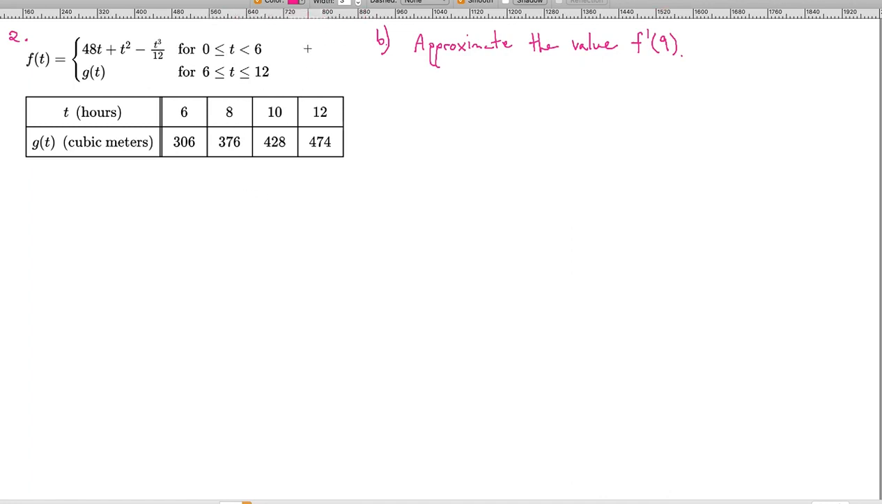So in order to do that, again, the slope of the secant line is the best approximate value of the slope of the tangent line. This literally means the derivative of f at 9 is the slope of the tangent line at x equals 9.